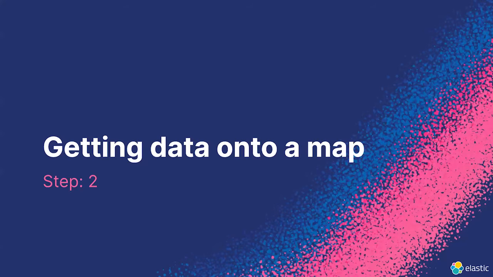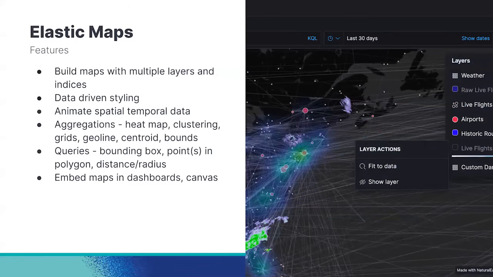So now that I've gone over how to get data into the stack, how do we get that data onto a map? Elastic Maps is an application within Kibana that lets you build maps with multiple layers and multiple indices. It has a lot of great data-driven styling, so you can style your map any way that you want. You can animate temporal data if your geodata has a temporal quality to it and you want to animate that on a map. The map application gives you the ability to do that.